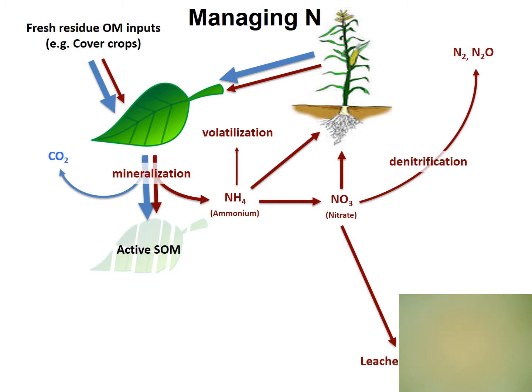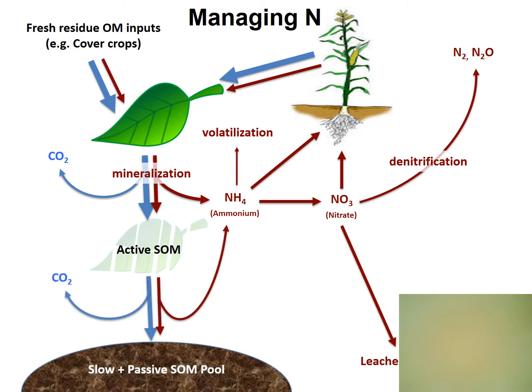That active pool is going to continue to degrade. It's going to release more CO2 and more ammonium, and it's going to contribute to these more slow and passive pools. And those passive pools, they're really big, and they're still decomposing. And while they're not releasing, as a percentage, very much of their nitrogen and nutrients, they're so big that they're still contributing ammonium to the pool and they're still contributing CO2 out to the atmosphere, right? So it's just important to recognize that all these pools are contributing to nutrient cycling and our nitrogen budget in a bunch of different ways.